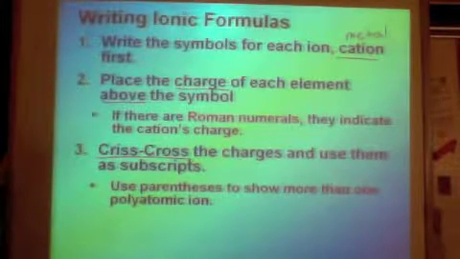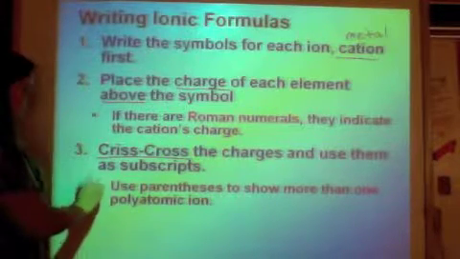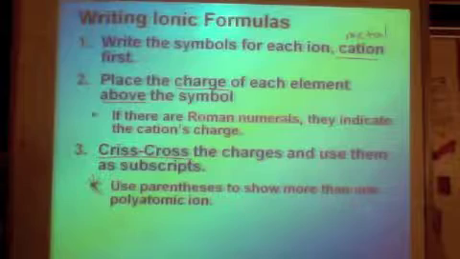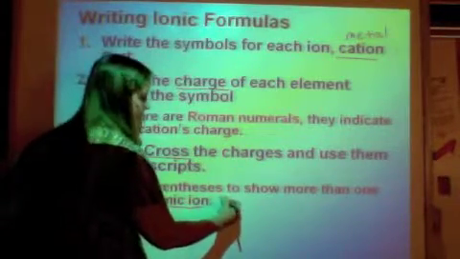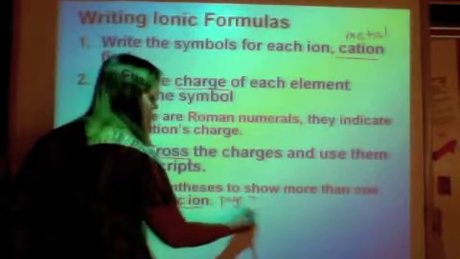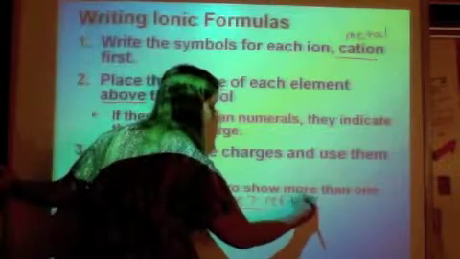and then crisscross. 3 main rules: symbol, charge, cross. Now the thing that's going to get tricky is this piece here. Use parentheses to show more than one polyatomic ion. Your polyatomics are on page 7 of your reference table.